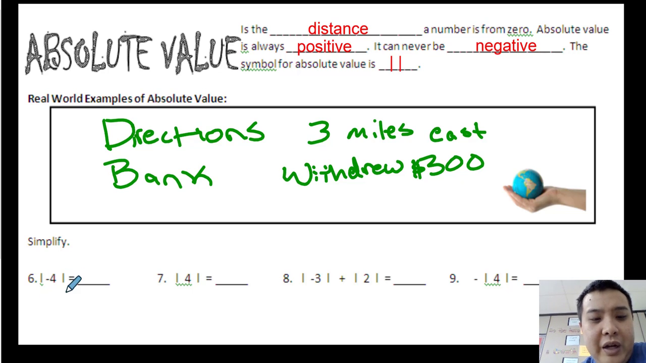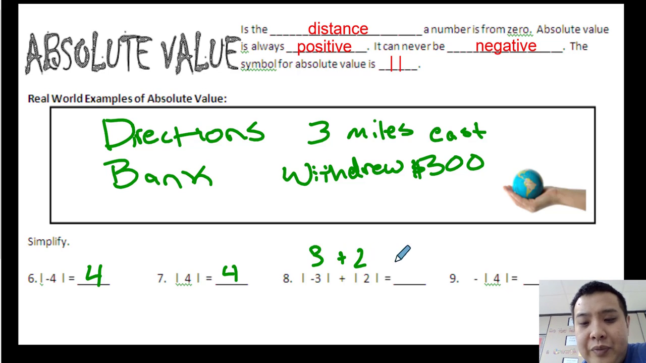The absolute value of -4, well, we just take the positive version of that, 4. The absolute value of 4 is going to be 4. We're going to take the absolute value of -3 plus the absolute value of 2, so this is going to be 3, because the absolute value of -3 is 3, plus 2, which is 5.